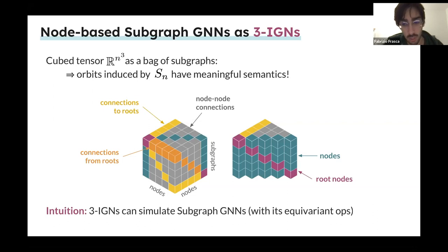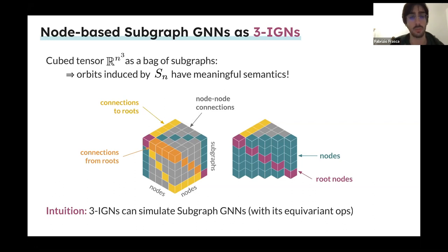And in particular, empowered by this observation, we try to use 3-IGN layers to simulate subgraph GNNs by means of the equivariant operations that constitute these layers. As a small detour, 3-IGN layers, as I was saying, are very well characterized, and people have shown how you can write a 3-IGN layer as a linear combination of pooling and broadcasting operations between the elements of these orbits.